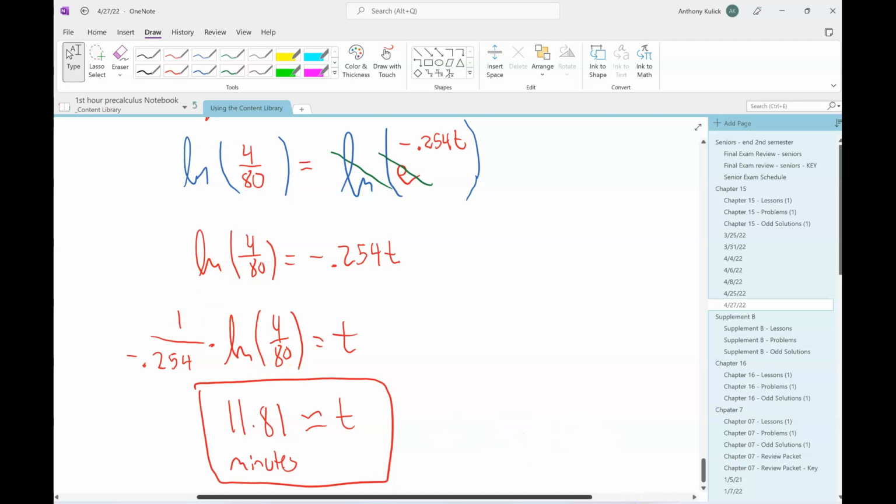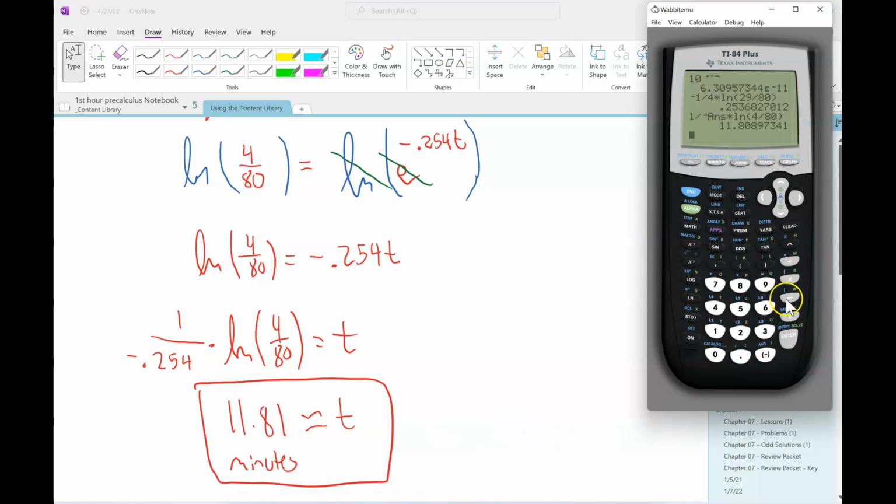I guess if you want it to be really precise, what's 0.81 of a minute? About 49 seconds. So 11 minutes and 49 seconds. If you wanted to do that, 0.81 is fine with me. You know what I mean, guys?